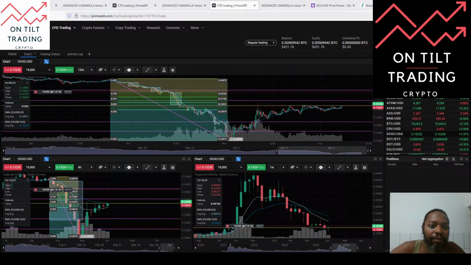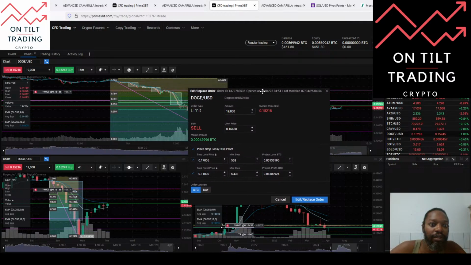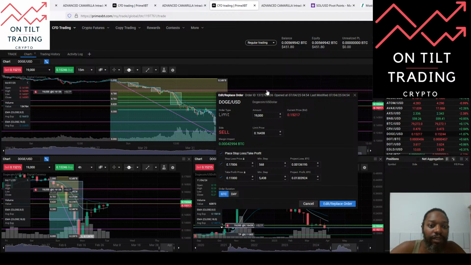this fair value gap area here. I'm going to move it up to this fair value gap area here, and see how that affects the reward to risk. So let's say I try to get an entry at 164.38. Okay, that significantly changes the risk to reward to like a 10 to 1.